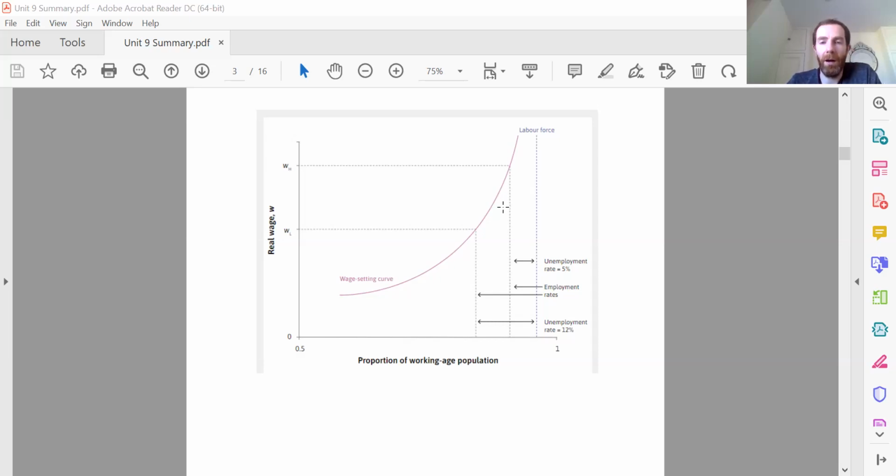And then the second important thing from this diagram is how it can show us what the unemployment rate is. Well, the vertical line here is representing the labor force, right?